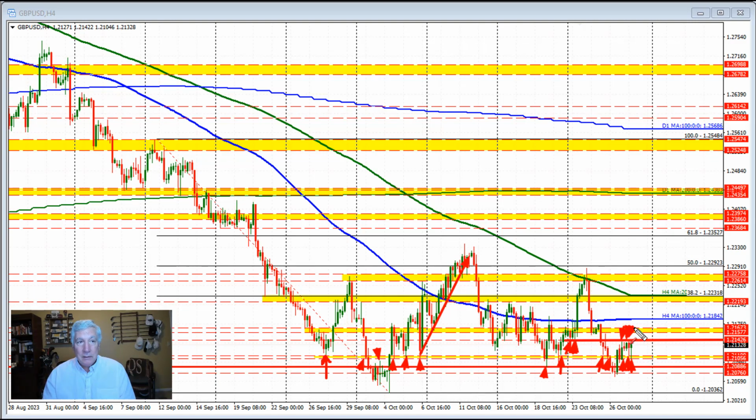If you want to go higher in the sterling versus US dollar, then we'll look toward the swing area and the 100-bar moving average on the 4-hour chart. If you want to go lower, break below 1.2105, and let's push to the downside, down to our low prices that we saw in early October at 1.2036. So there you have it.